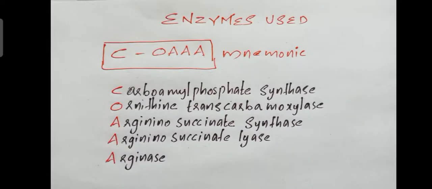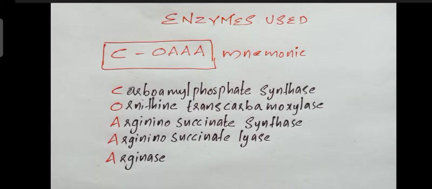Then enzymes used. We also want to study the enzymes which are involved. COAAA, like baby crying, COAAA. C means carbamyl phosphate synthase, O ornithine transcarbamoylase, then argininosuccinate synthase, argininosuccinate lyase, then arginase. So these are the two mnemonics which we can use to study urea cycle.